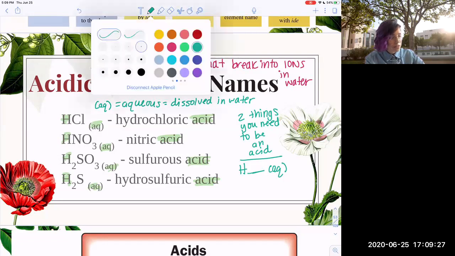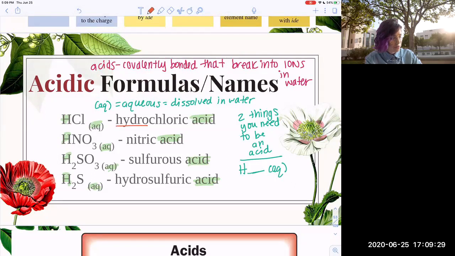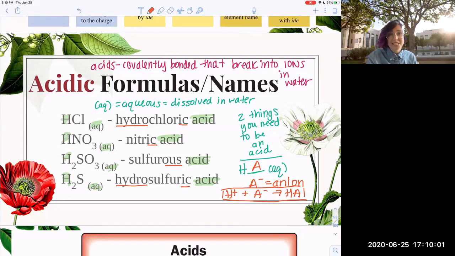Now, you may have noticed that some of these have hydro, and some of them do not have hydro. And then we also have these endings, ic and us, that we've put on things. So how can I figure out what to use? It depends on what is here. This is going to be A for A minus, or anion. So it's always going to be H plus and A minus that makes your acid. So we're going to break down our acid into H plus and A minus, and because all acids have H, the thing that names the acid is the anion, the A minus.